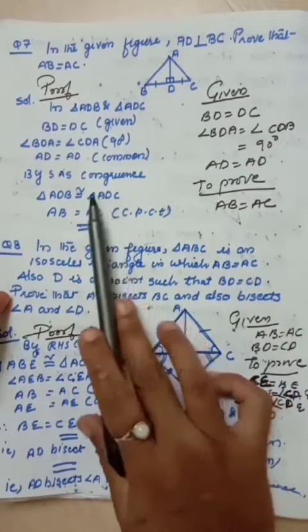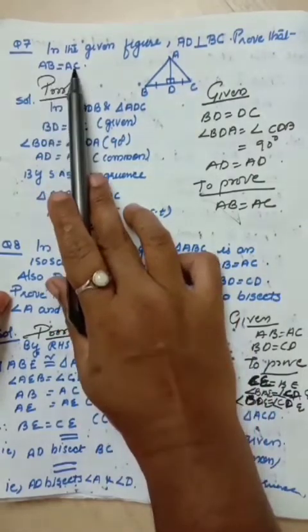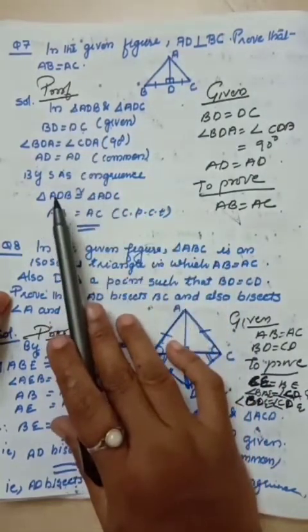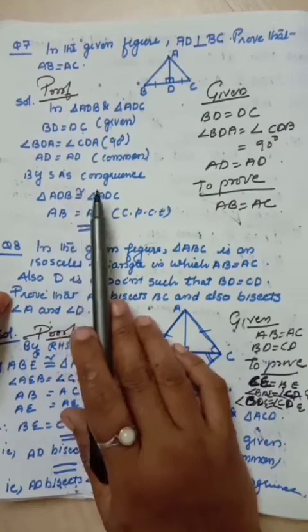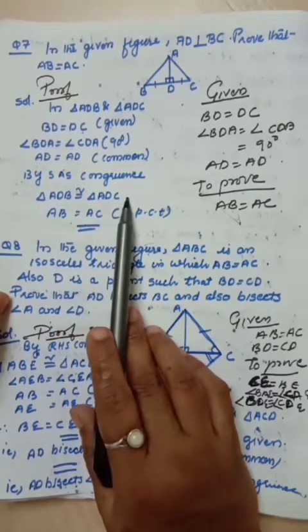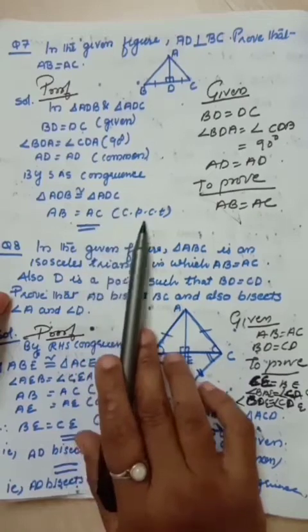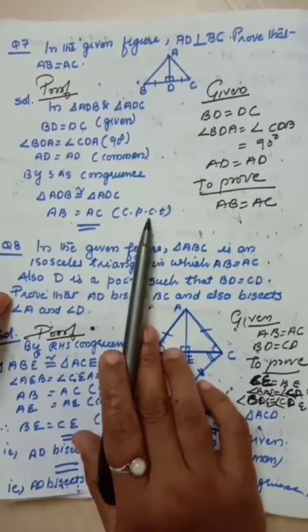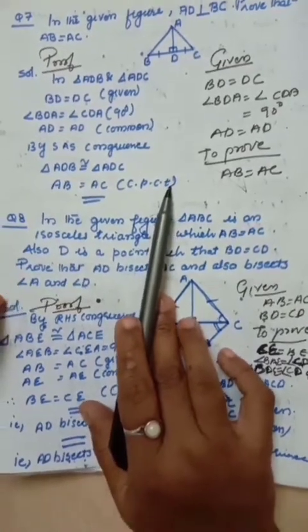See, congruence. So what you have to prove? AB equal to AC. Check it here, AB equal to AC or not. First and third letter. Here also first and third letter. AB and AC are equal. How? By CPCT, corresponding parts of congruent triangles.